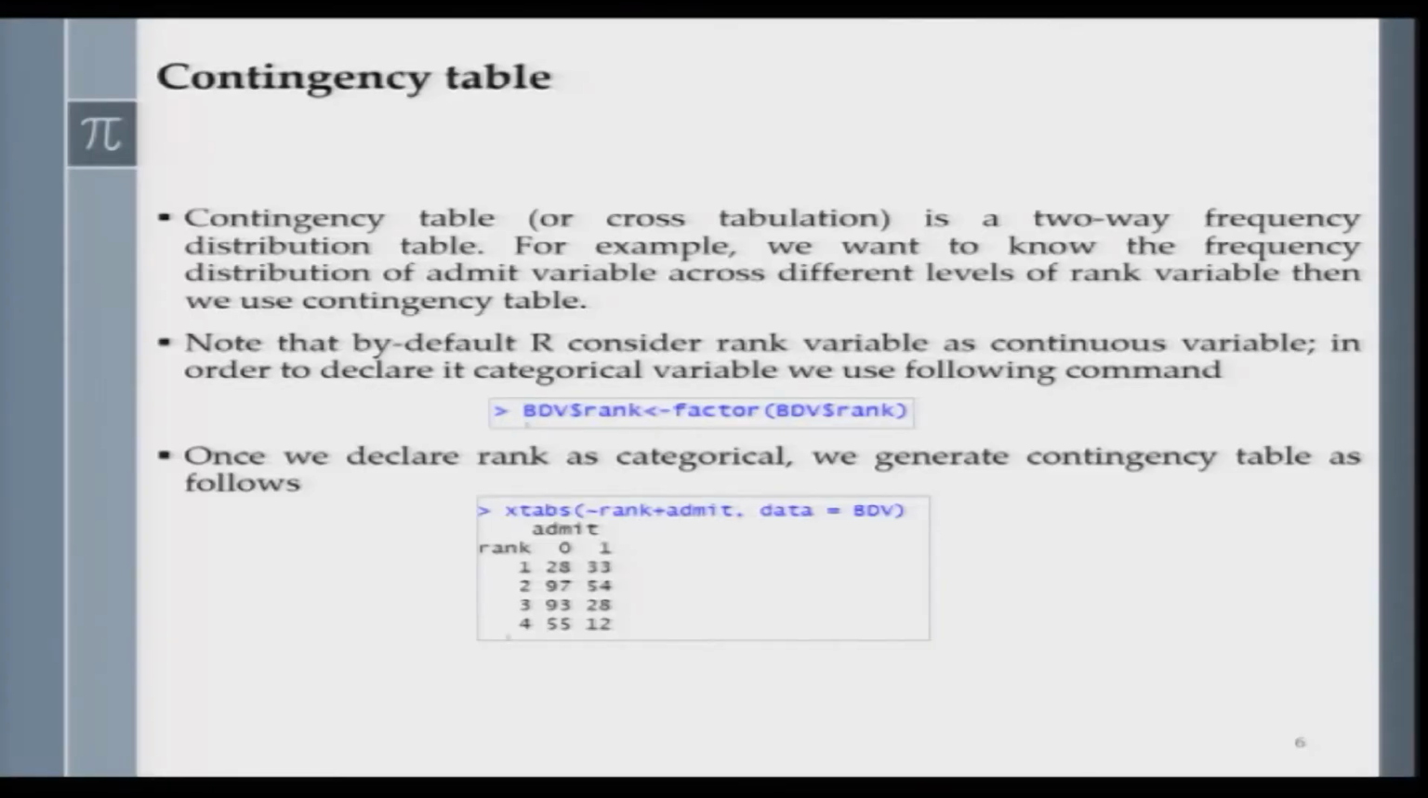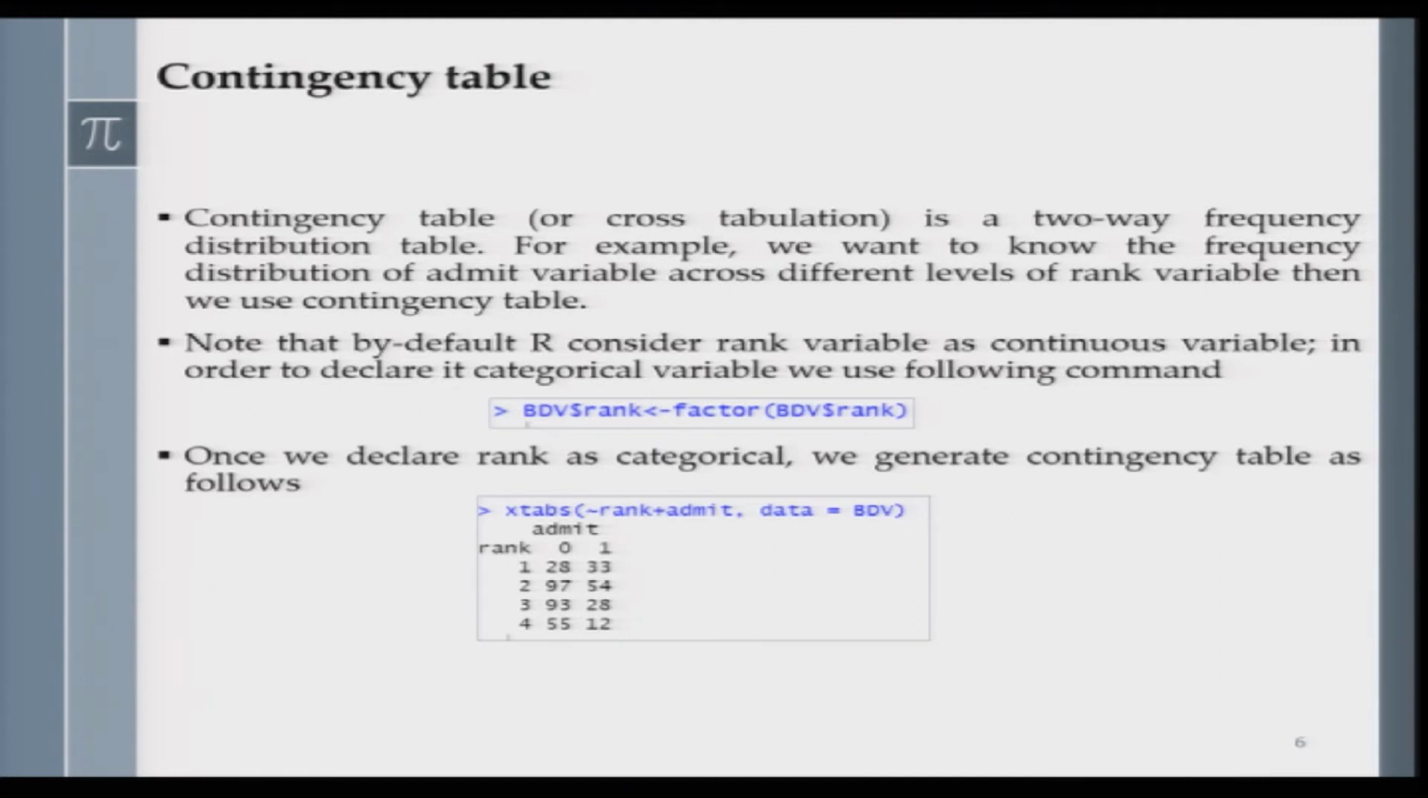So, we are going to show you next how to conduct a Pearsonian chi-square test in the R environment. Note that by default R considers the rank variable as a continuous variable. So, you have to declare that the variable rank, although it is taking numbers like 1, 2, 3, 4, is not a continuous variable, it is basically a qualitative variable. Okay. In order to declare it as a categorical variable, you have to make use of a command, and that command I am showing here in this box.